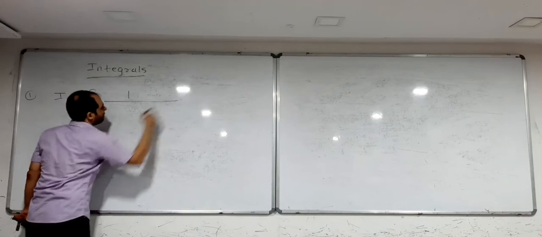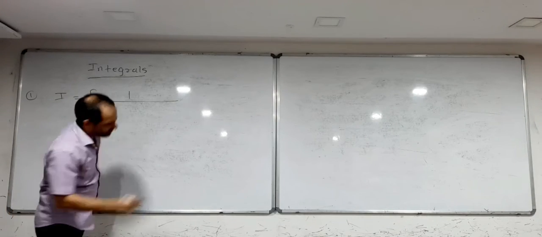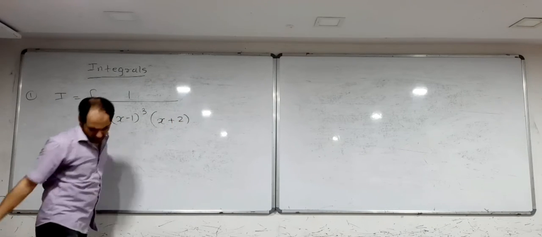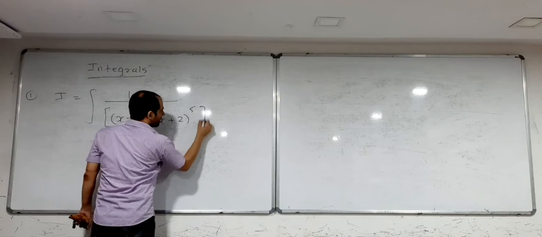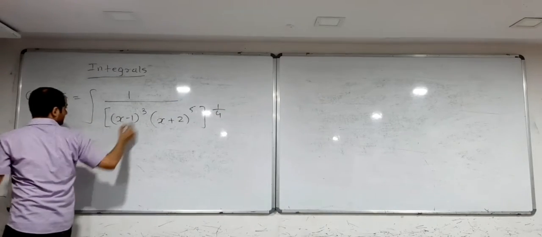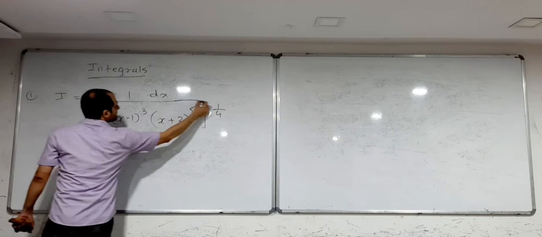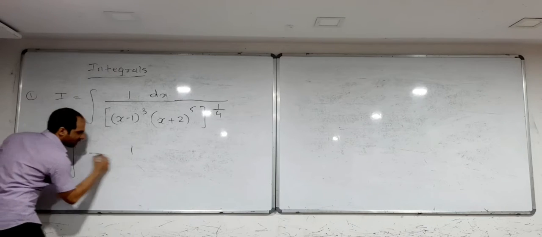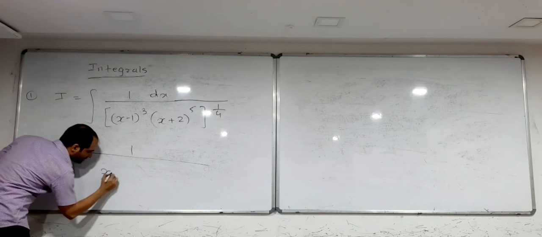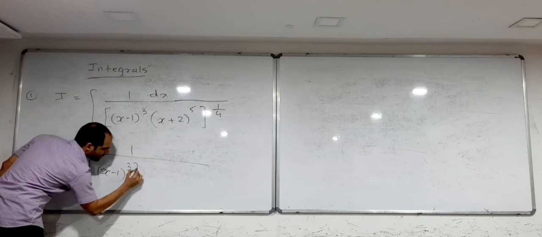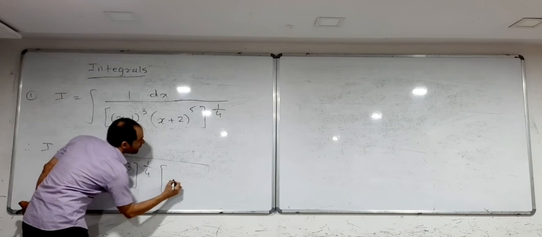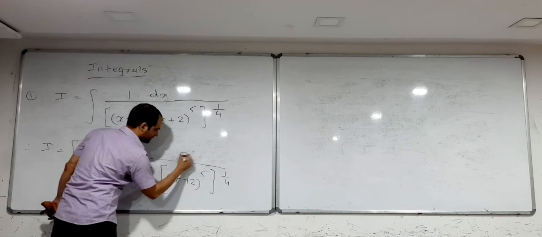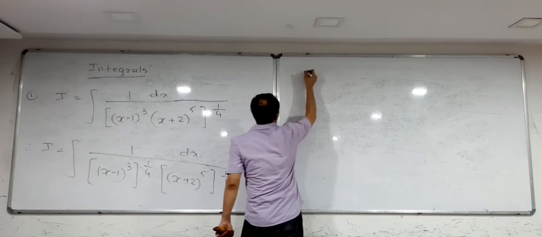Write the question: integration of 1 upon (x minus 1) raised to 3 into (x plus 2) raised to 5, the whole raised to 1 by 4, dx. So what do we do? I is integration of 1 upon, give both the power 1 by 4. So (x minus 1) whole raised to 3, whole raised to 1 by 4, into (x plus 2) whole raised to 5, whole raised to 1 by 4. This is obvious, so you can write it directly.